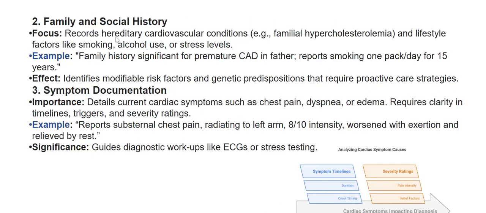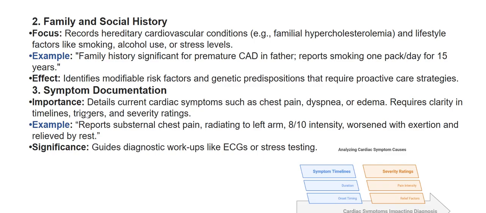Family and social history. Focus here: records hereditary cardiovascular conditions, for example, familial hypercholesterolemia, and lifestyle factors like smoking, alcohol use, or stress levels. Example: family history is significant for premature CAD, coronary artery disease, and father reports smoking one pack a day for 15 years. Effect here: identifies modifiable risk factors and genetic predispositions that require proactive care strategies.